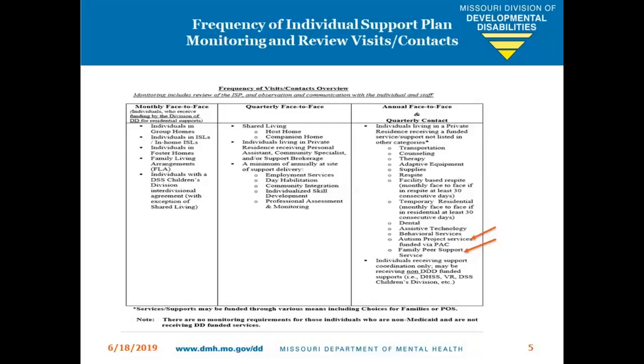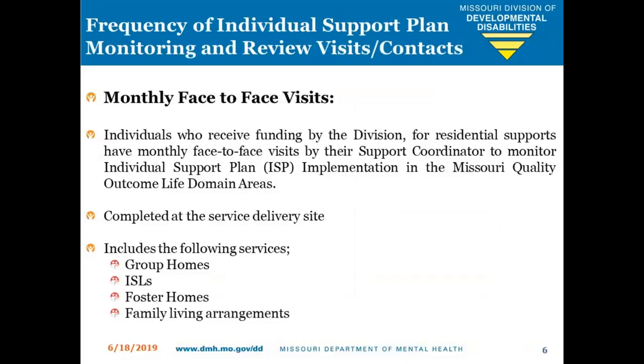Individual support plan monitoring and review is performed at least quarterly with at least one annual face-to-face contact. As outlined above, the frequency and type of ISP monitoring and reviews is driven by the services authorized for the individual. Individuals who receive funding by the division for residential supports have monthly face-to-face visits by their support coordinator to monitor individual support plan implementation in the Missouri Quality Outcome Life Domain areas. Monitoring for residential supports is completed at the delivery site, which includes group homes, ISLs, foster homes, and family living arrangements.